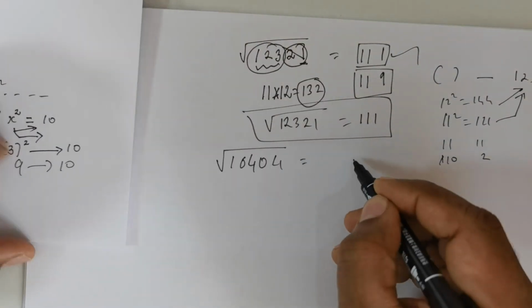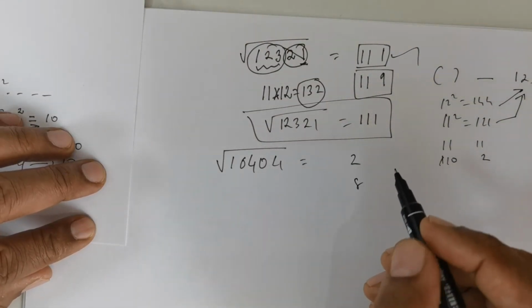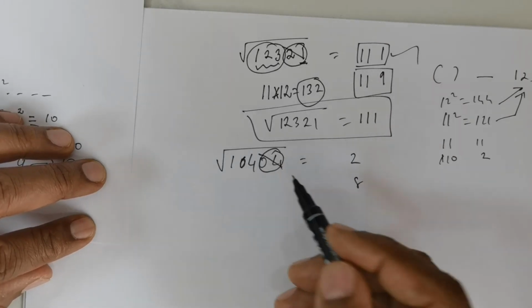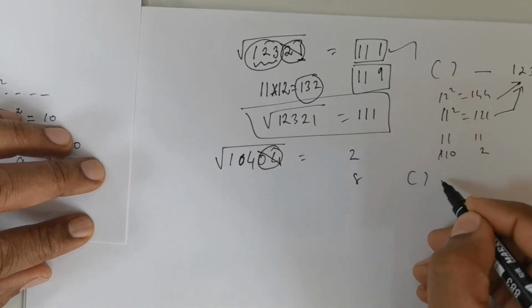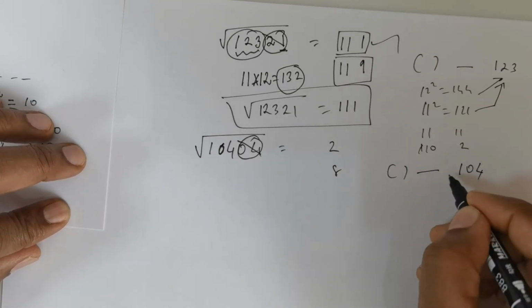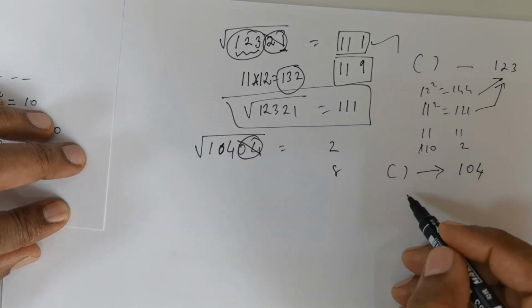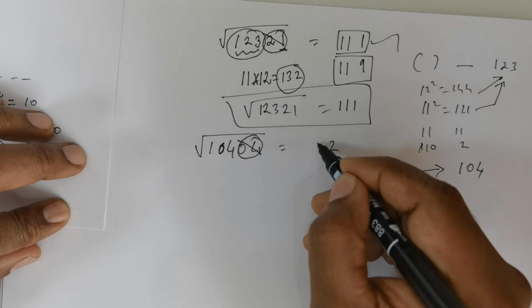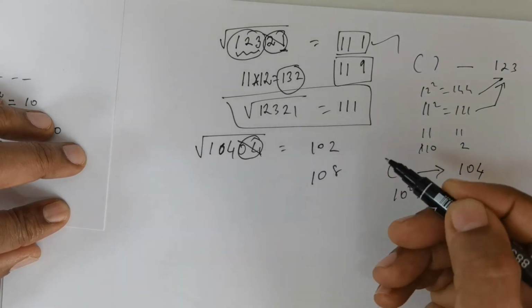So you can just place that 2 there, 8 there. Now circle this up, this goes off. Now you have 104. Now you have to pick a number which when squared gives you 104, or a number which is closer to 104. 11 squared is 121, I can't take it, but 10 squared gives me 100. So place 10 there, 10 there.